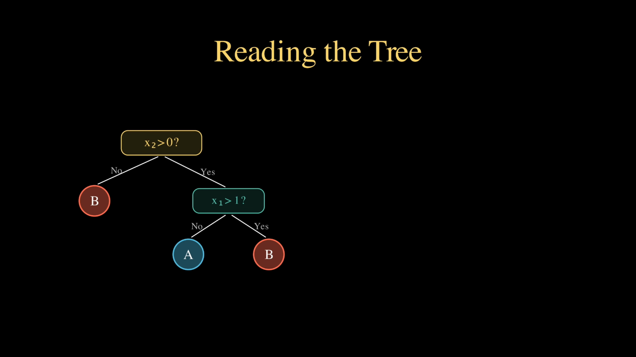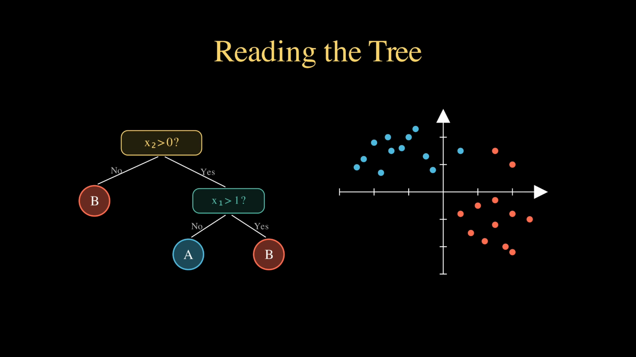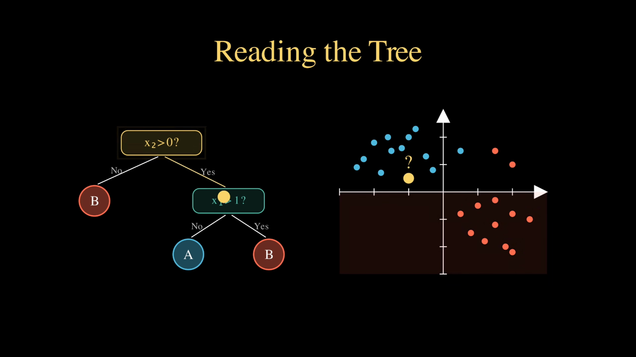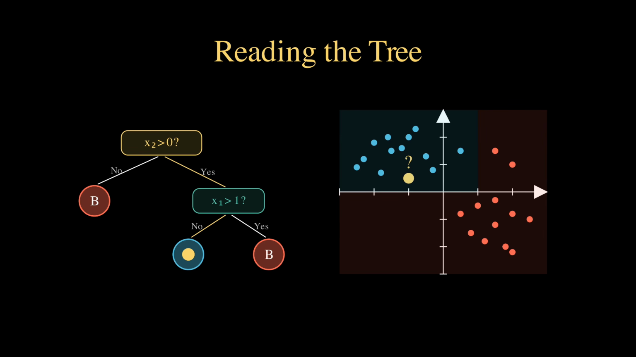Now let's see the full picture. On the left, the decision tree. On the right, the feature space it created. Each leaf corresponds to a colored rectangle. When a new point arrives, you just follow the questions from root to leaf. x2 is positive, so we go right. x1 is less than 1, so we go left. And we land on blue.